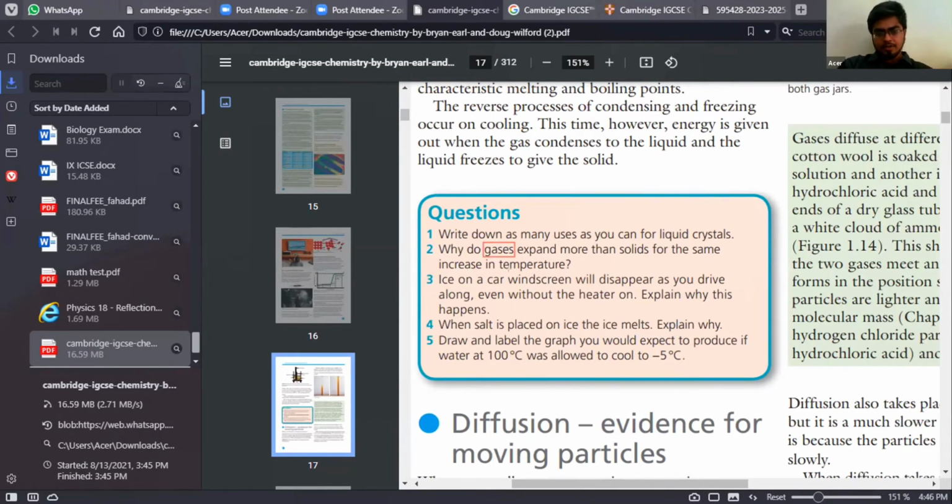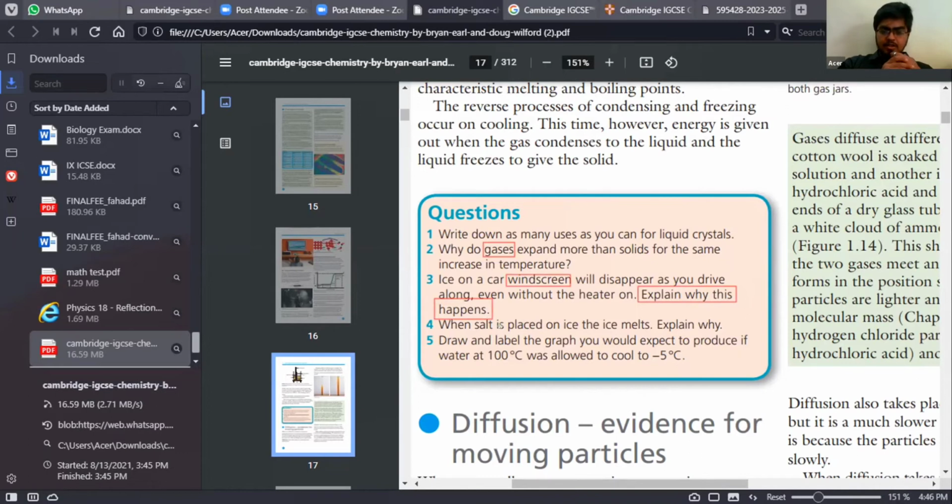Ice on a car windscreen will disappear as soon as you drive along, even without the heater on. Explain why this happens. Because the ice will melt. Okay, that is correct. Fine.